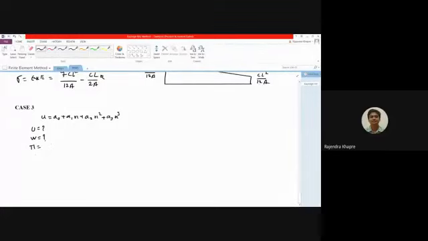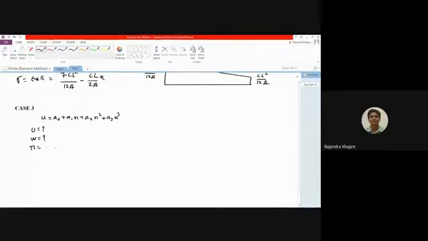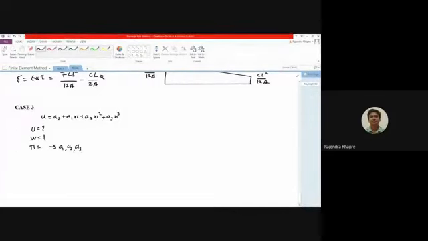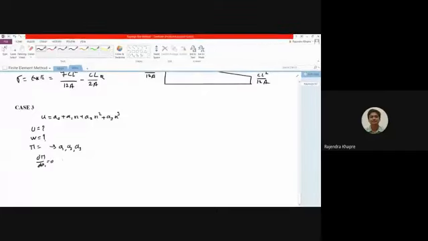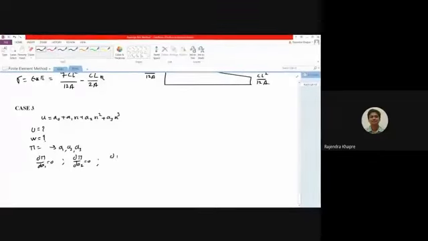Then it may happen that this total potential energy, that is pi, has an a1 term, an a2 term as well as an a3 term. In that case you have to go for del pi by del a1 equals 0, then d pi by d a2 equals 0, and then d pi by d a3 equals 0. If you do this, you are going to get 3 equations having 3 unknowns a1, a2 and a3.